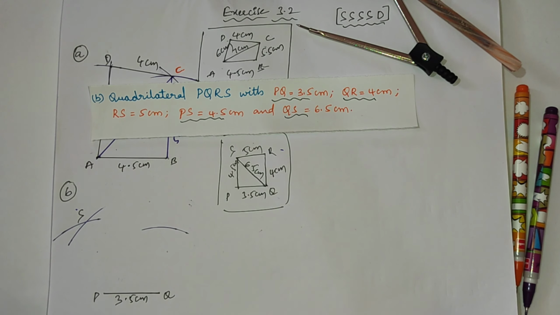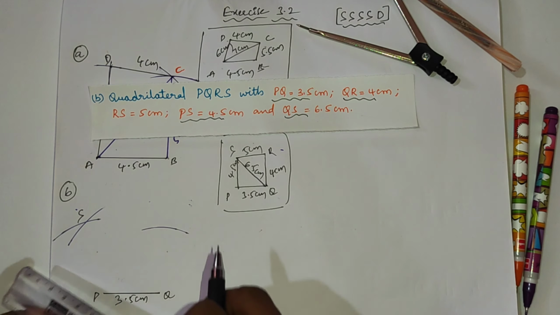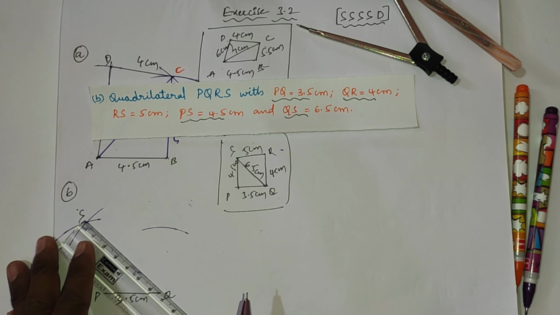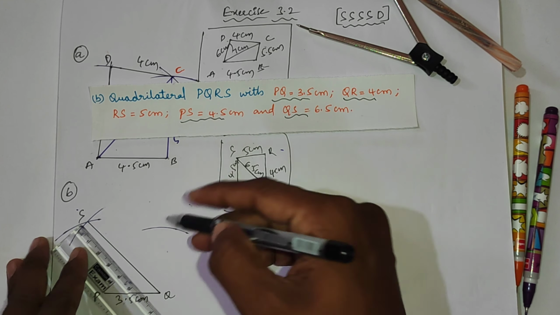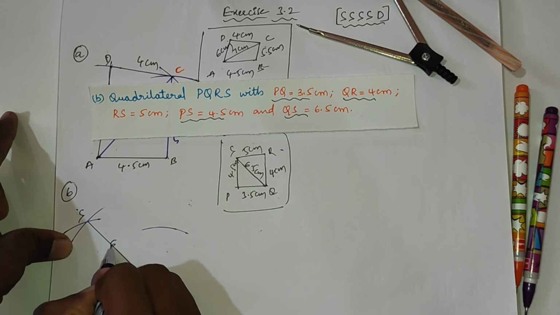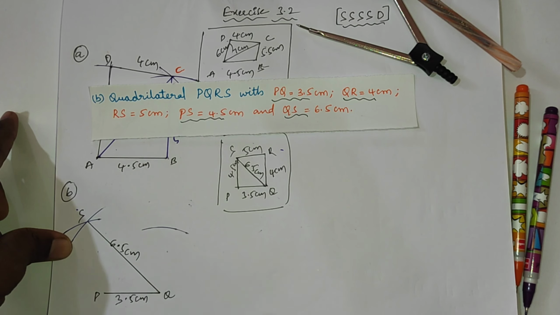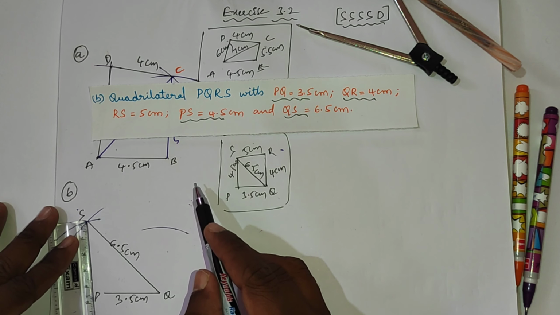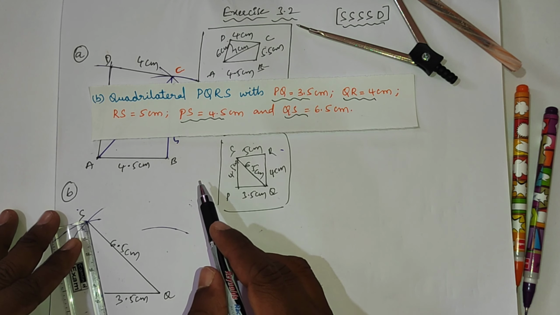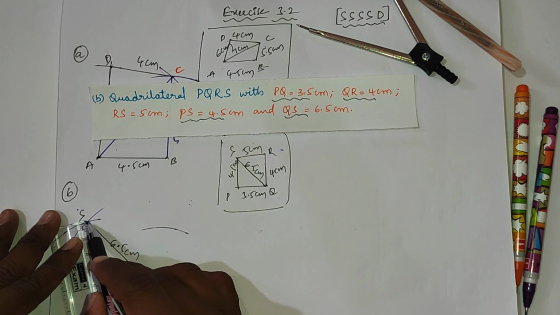Now joining Q to S first. 6.5 exactly. This length is 6.5 centimeters, the diagonal. Now joining P to S. P to S, what is the length? 4.5 centimeters, right? 4.5 centimeters.